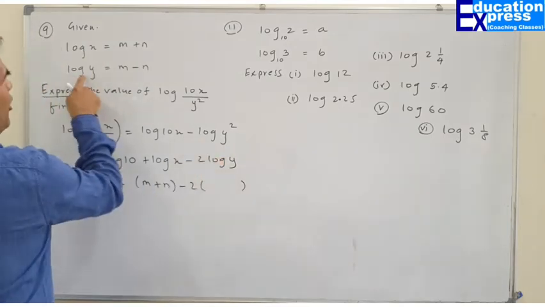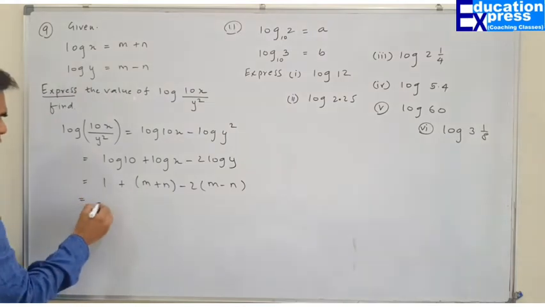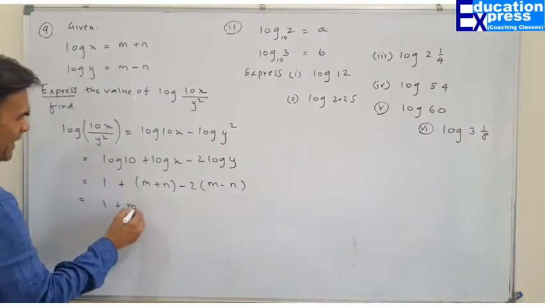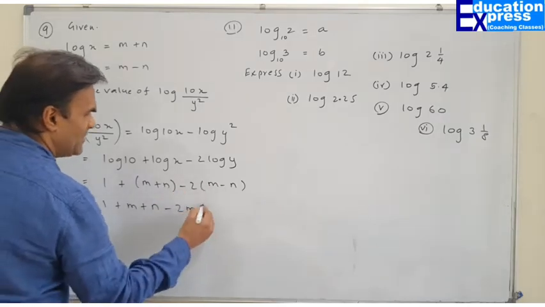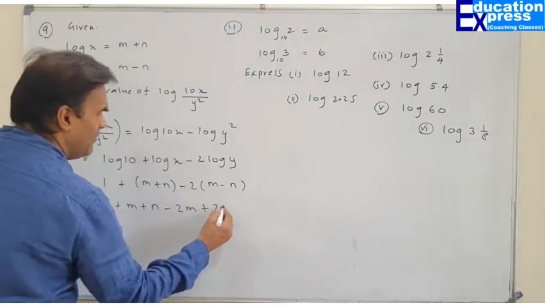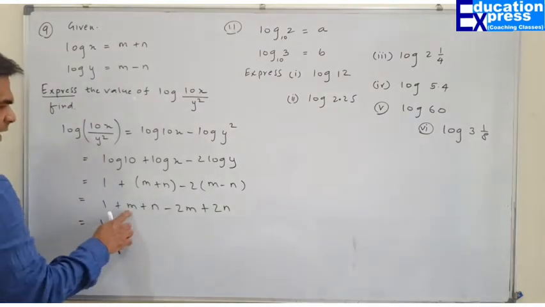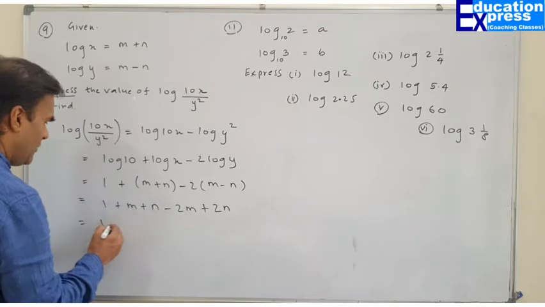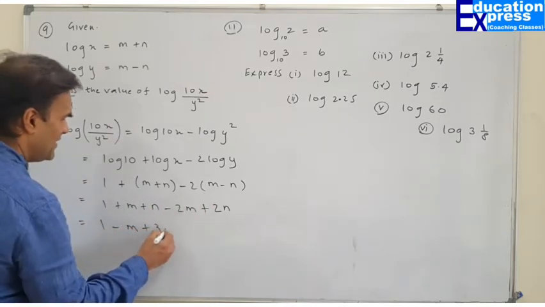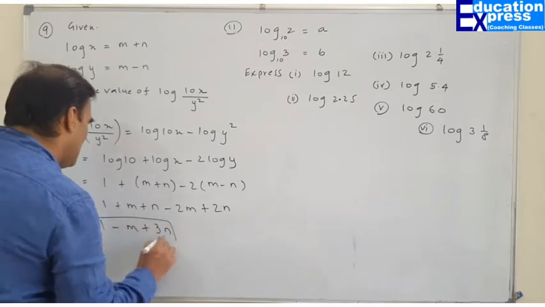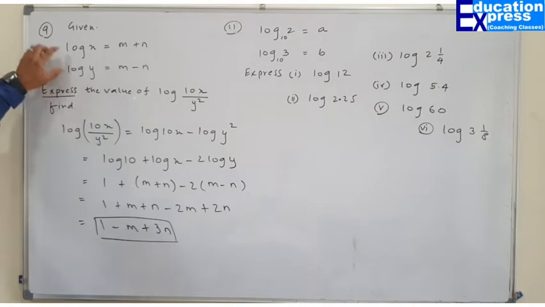So log x equals m plus n minus 2 log y. What is the value of log y? m minus n. So 1 plus m plus n minus 2m, minus minus will become plus, 2 into n becomes 2n. So my dear friends, m minus 2m will become minus m, n plus 2n becomes plus 3n. Wasn't it simple, my dear friend? It was a very simple question. They have given this information.